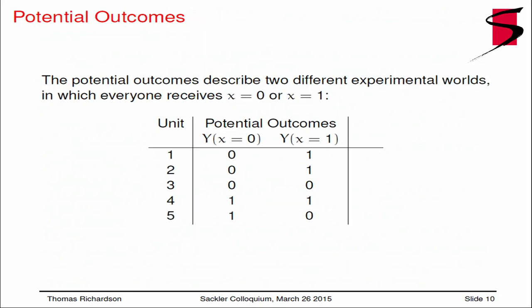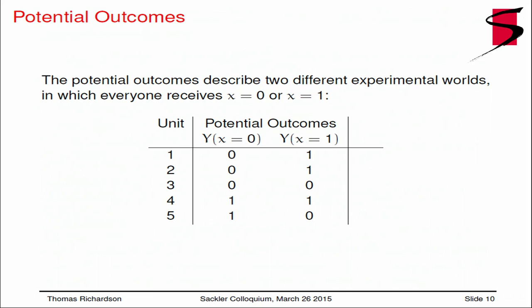Okay, so just to be clear, in our potential outcome framework so far, I've told you about these potential outcomes. A way to think about this is that these potential outcomes describe the experimental worlds. So this column describes the world where everyone receives placebo. This column describes the world where everyone receives treatment. Of course, we generally do not get to observe both of these columns. That was Neyman's setup.